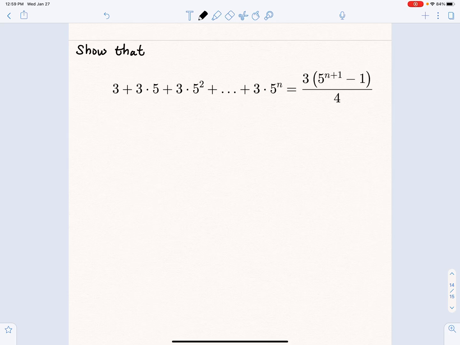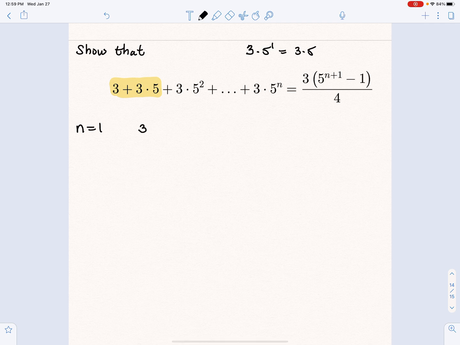All right, so we're going to prove this summation formula by using induction. And the thing to keep in mind is that we're always looking to start with n equals 1 for the base case. If n equals 1, that means that the sum would stop at 3 times 5 to the first, or 3 times 5. So the sum of these two terms is your base case.